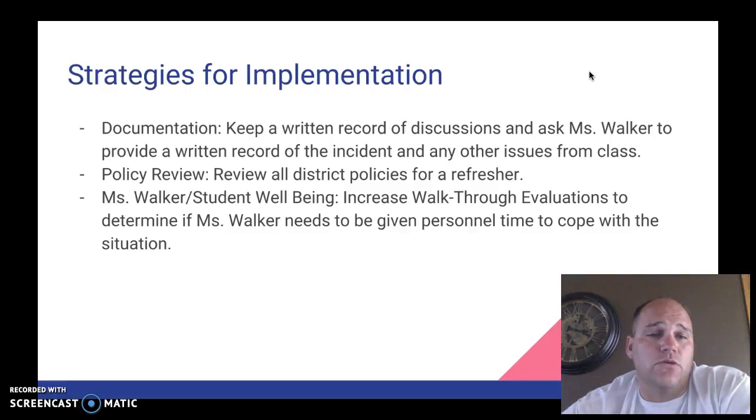And again, the student and Ms. Walker's well-being. Lots of walkthroughs through her classes, again, to determine if she needs more time away from school to better handle the situation, and to make sure that no students are increasing any kind of possible threats to her or inappropriate behavior toward her.